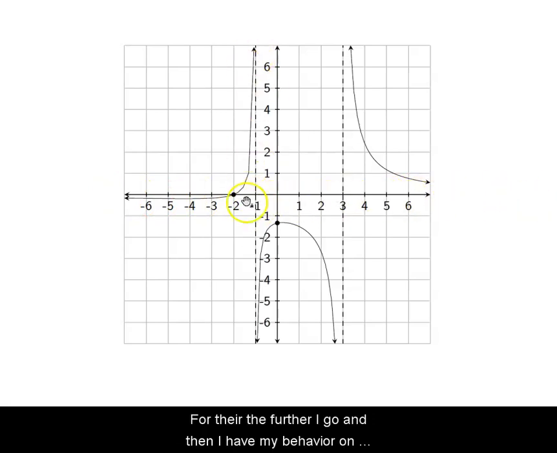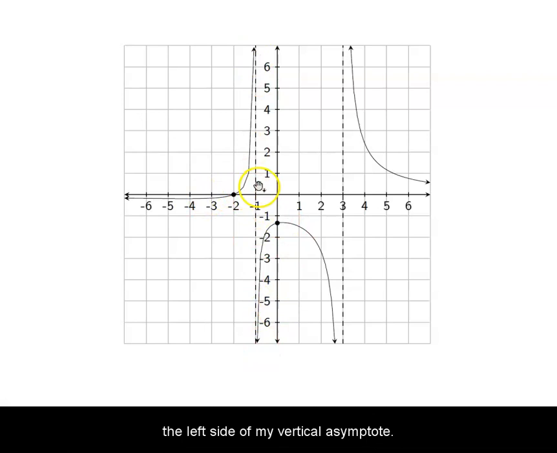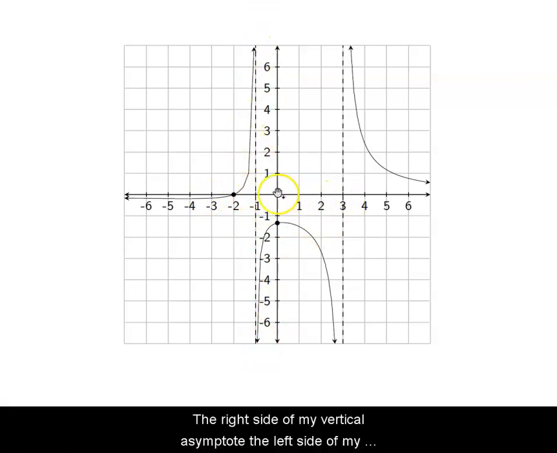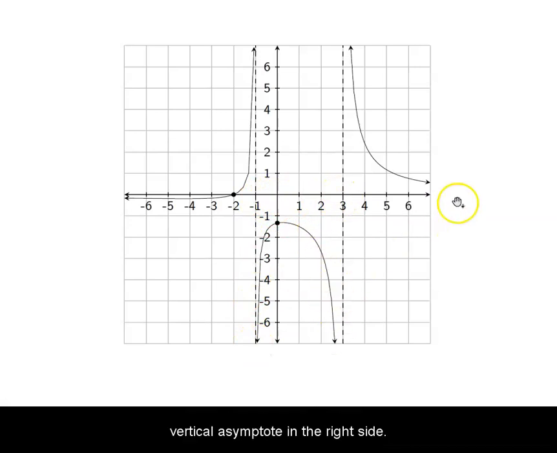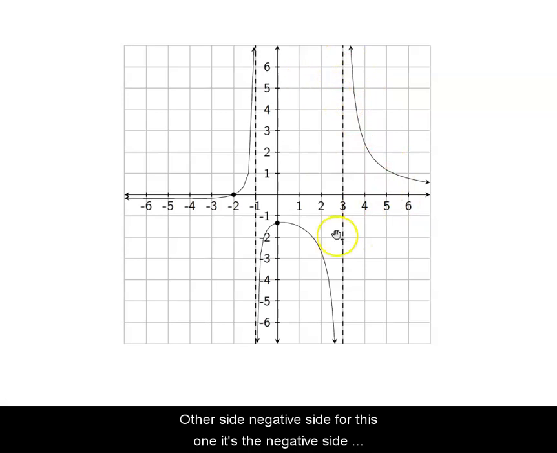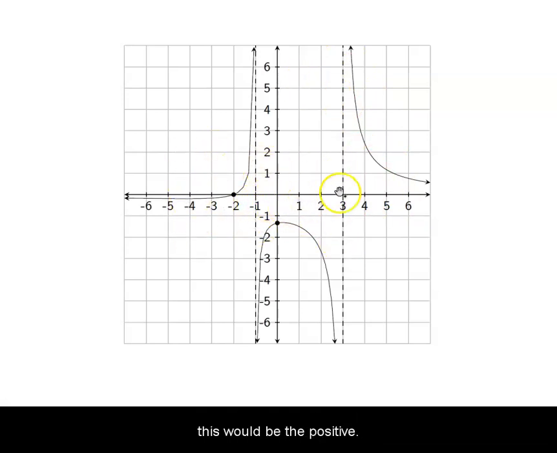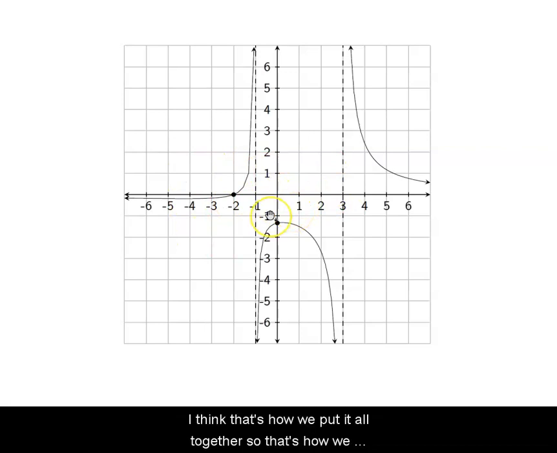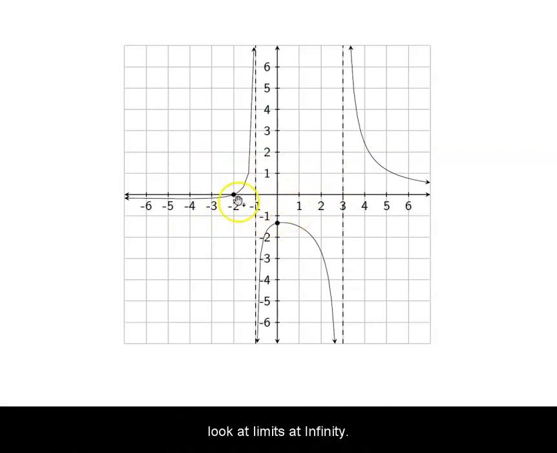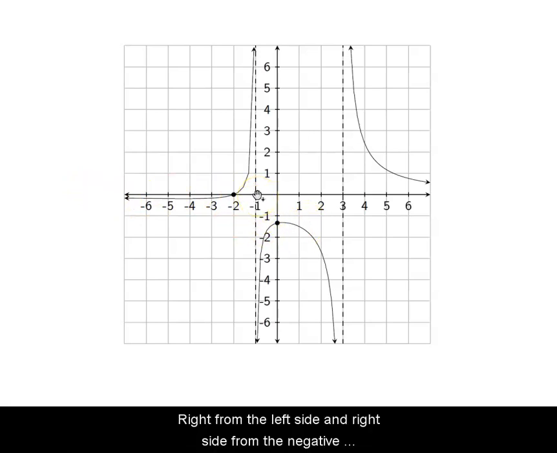And then I have my behavior on the left side of my vertical asymptote and the right side of my vertical asymptote. The positive side, negative side. For this one, it's the negative side. This would be the positive side. Okay, that's how we put it all together. So that's how we look at limits at infinity, limits at a point, right? From the left side and the right side, from the negative side and the positive side.